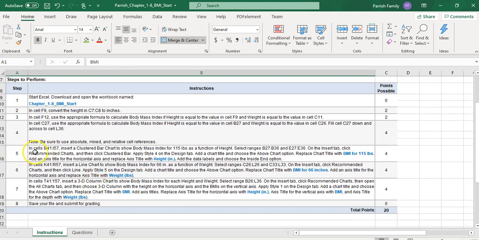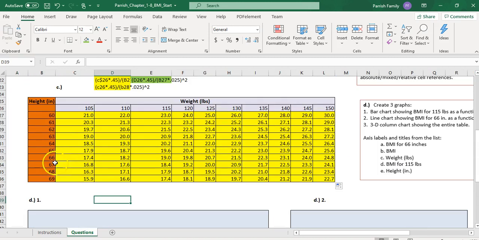All right, so our next step is we're looking at our charts. For step 5, they want you to create a clustered bar chart that shows body mass index for 115 pounds as a function of height. And then here's our directions. It says select B27 through B36 and E27 through E36. So B is this column here with height, right? And E is this column here with 115 pounds.